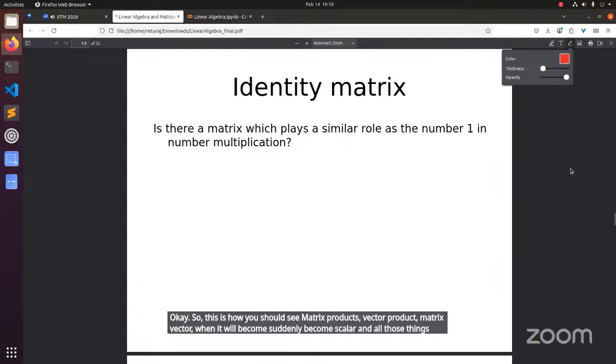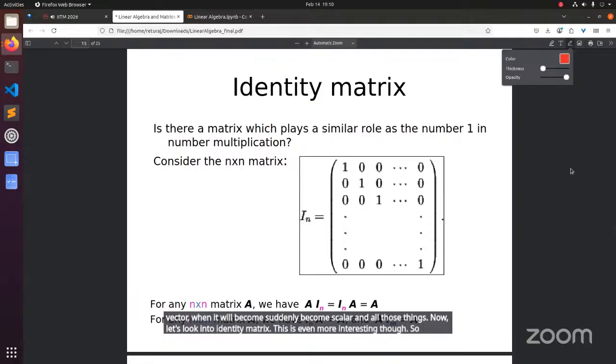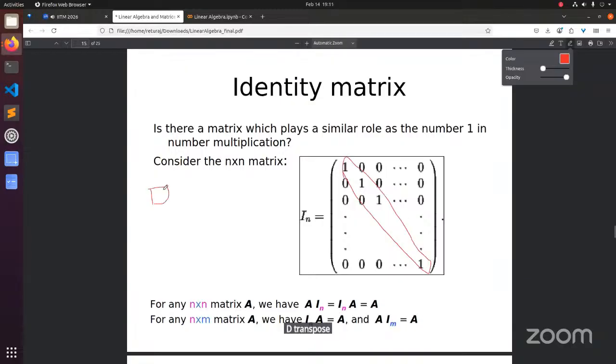Now let's look into the identity matrix. This is even more interesting though. So an identity matrix is a matrix which has all the diagonal elements equal to 1. Remember the diagonal matrix that we did? D transpose is equal to D. All the diagonal elements were the same, so D transpose was equal to D.